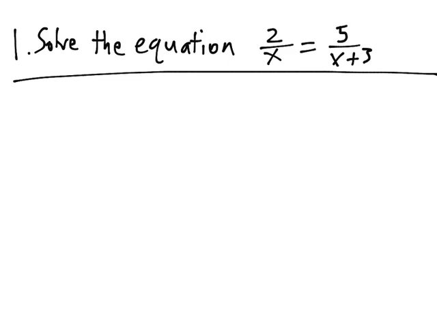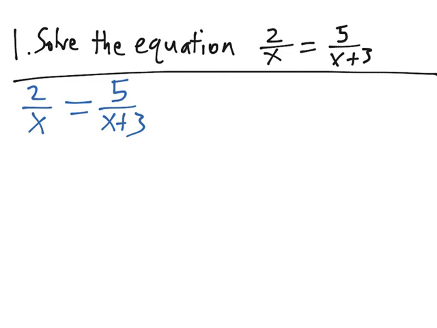Here are some examples of problems about rational equations and functions. Problem 1. Solve the equation 2 over x equals 5 over x plus 3. First, let's write this equation out. 2 over x is equal to 5 over x plus 3.